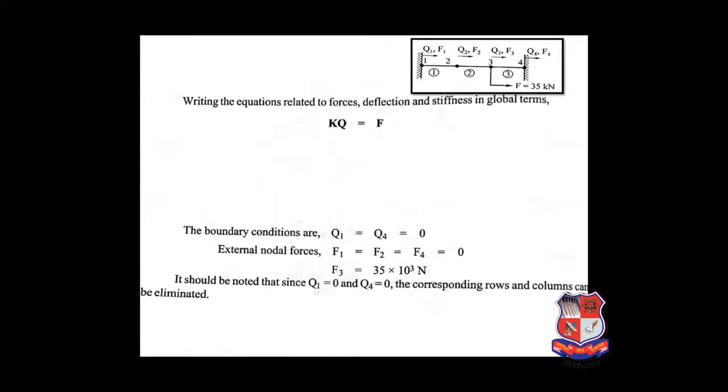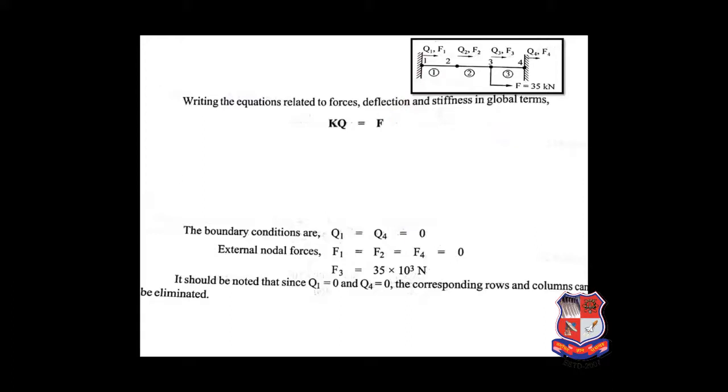Now as per the potential energy method rules, we have to find KQ is equal to F. Due to that, we can find the unknown displacements, meaning Q2 and Q3. We know that Q1 and Q4 are equal to 0. So we cannot find those, but we can utilize that for the reaction purpose.